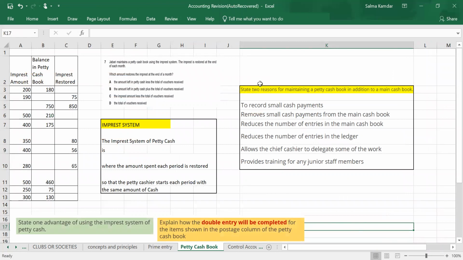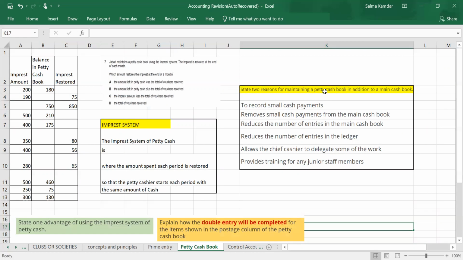Petty cash book. Why do I prepare a petty cash book other than having the main cash book? To record the small petty transactions of the business, which are like day-to-day expenses, and to reduce the number of entries in the main cash book.